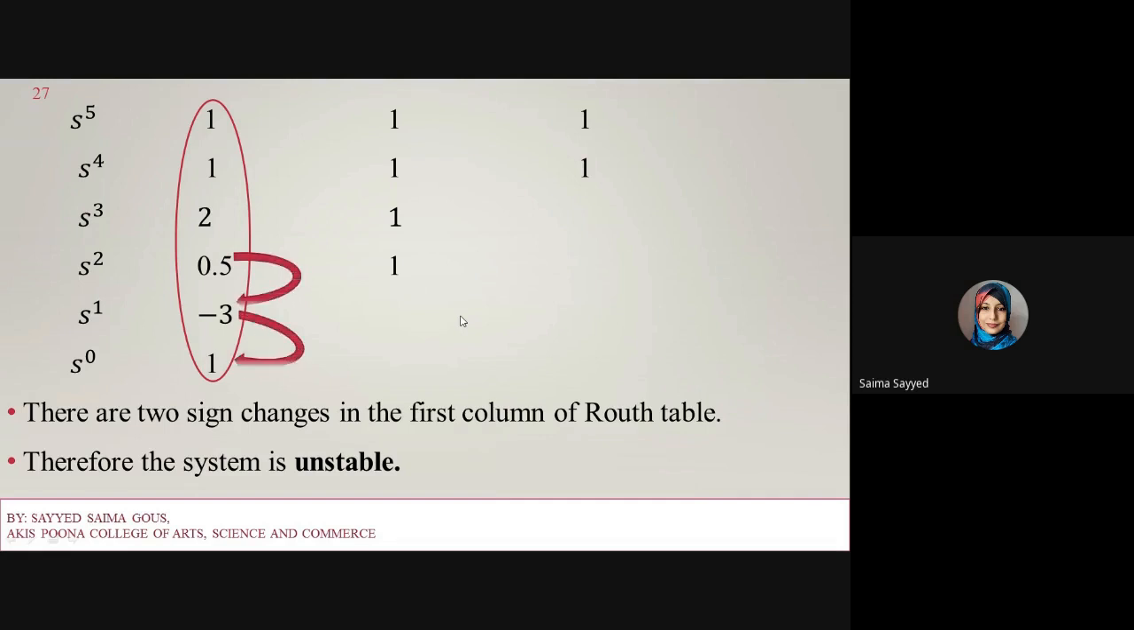Hope you have understood what a stable system is and how to find the stability by using the Routh-Hurwitz criteria. And there are two special cases. I hope you have understood.